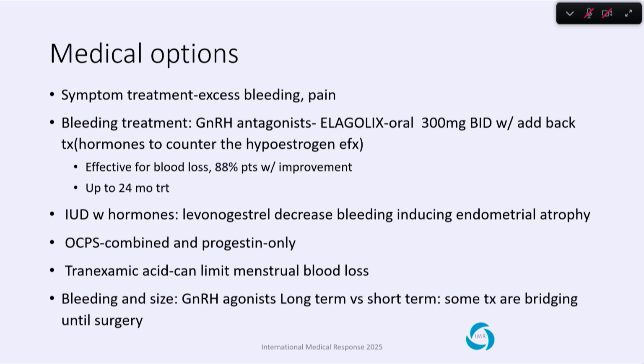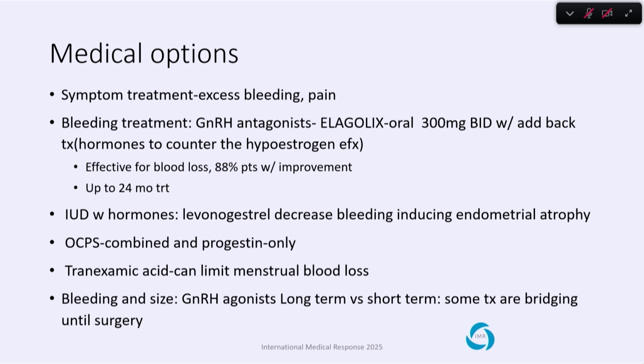As far as medical options, we want to focus on the symptomatology. Is it pain? Is it excess bleeding? For bleeding treatments, we have medications that we can offer, and GnRH antagonists can be effective for blood loss. Up to 88% of patients will have improvement, but you can only use it for up to 24 months. IUD with hormones can also decrease the amount of bleeding if that's a primary symptom. Combined oral contraceptive pills can be an option. Tranexamic acid can also limit blood loss.